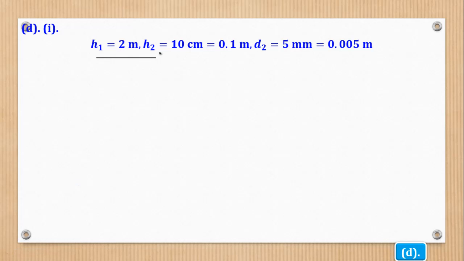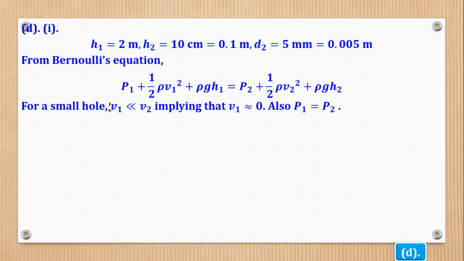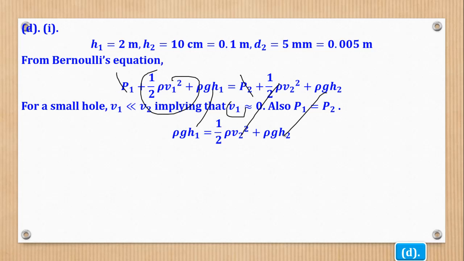So H1 is this, H2 is that, which convert to meters, D1 is that, convert to meters. Then from Bernoulli's equation, this is what we have. Now you have added potential energy because of difference in height. So for a small hole, this velocity is much smaller than this, implying that it approximates to 0. And also pressures are the same. Therefore, this will go, and also this V1 will go. So remain with this alone, and you remain with this and this.